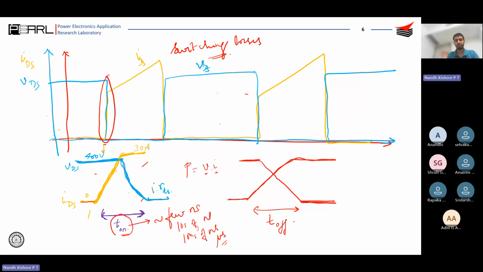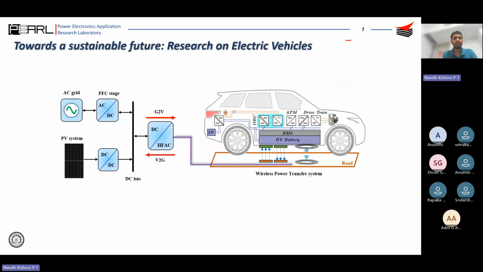We will try to understand for what devices it is, how much, and how do we estimate the turn on and turn off time and all. Okay. Right. So yeah, I will just go into a bit of electric vehicles and where these devices are getting used.